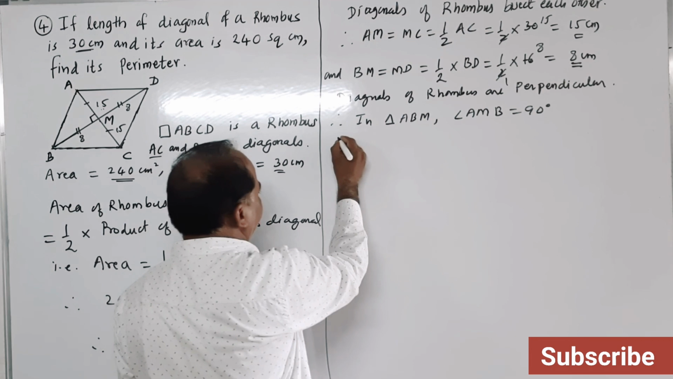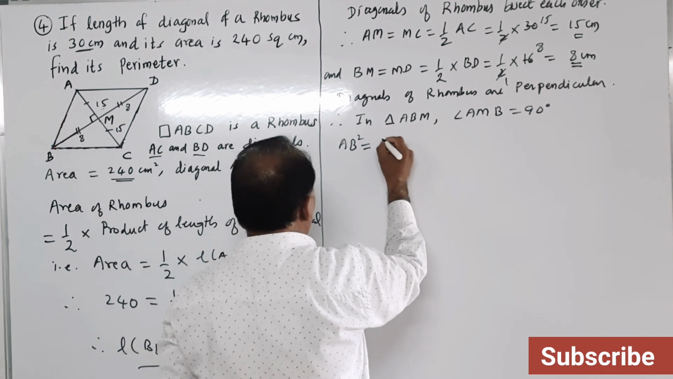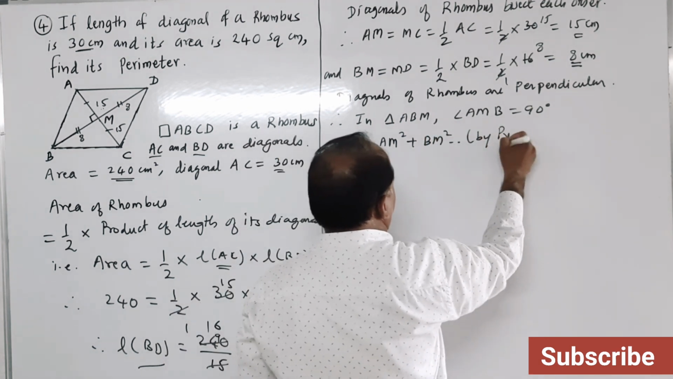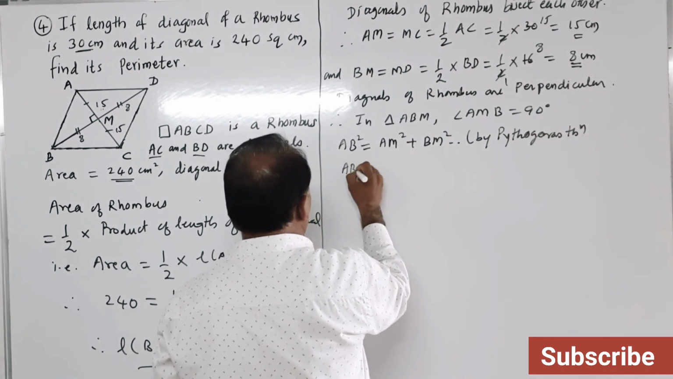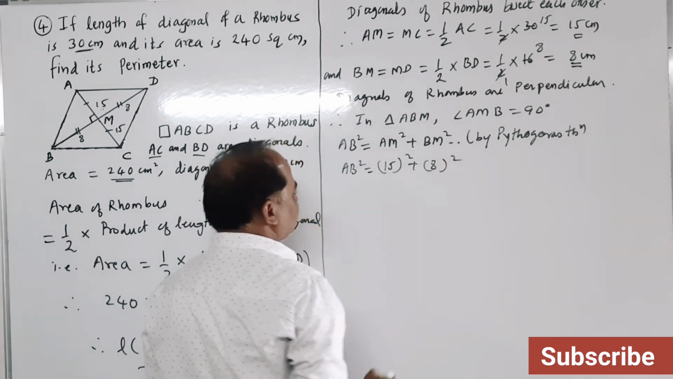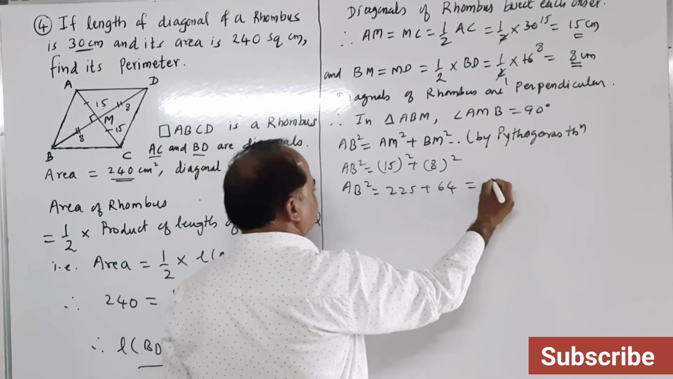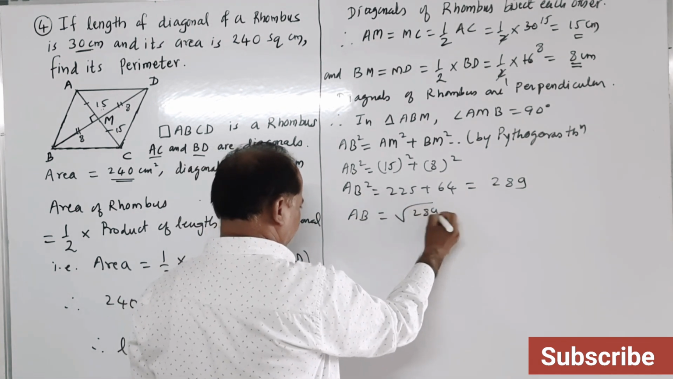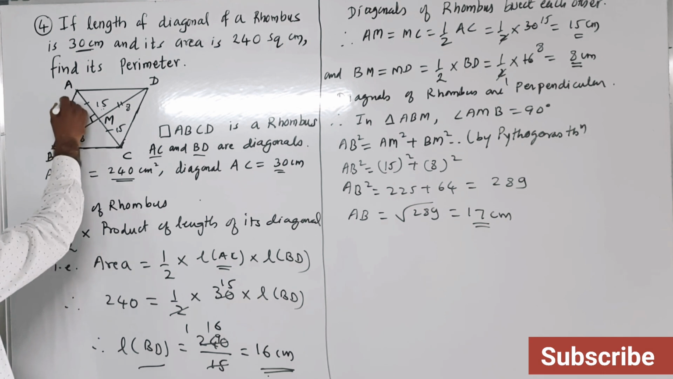Therefore, by using the Pythagoras theorem, AB square, the side opposite to 90 degree, the hypotenuse, is equal to AM square plus BM square. By Pythagoras theorem, AB square is equal to 15 square plus 8 square, that is AB square is equal to 225 plus 64, that is 289. So AB is equal to square root of 289, that is 17 centimeter. So side of the rhombus is 17 centimeter.